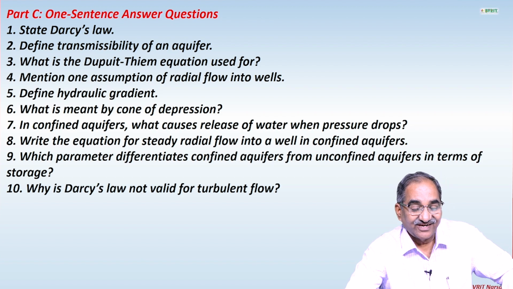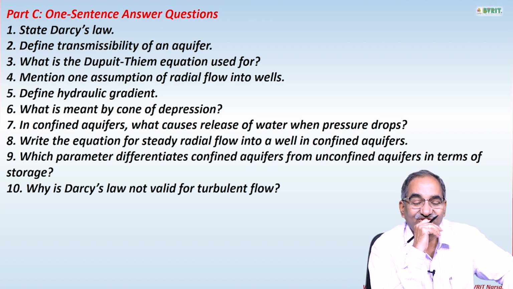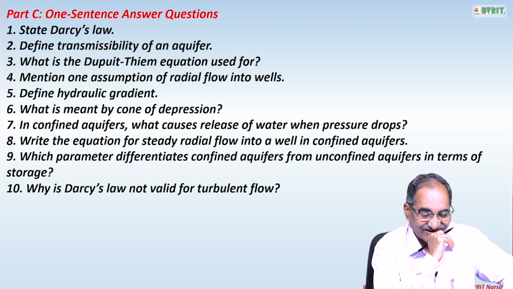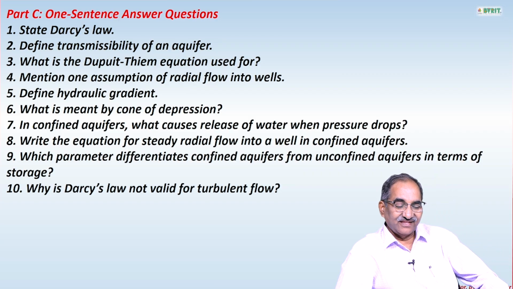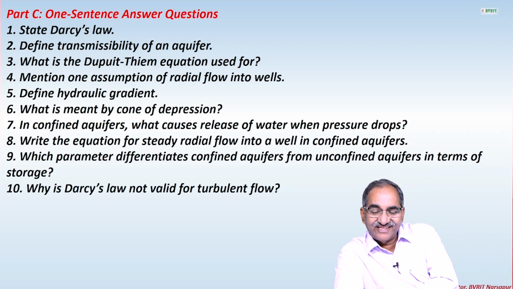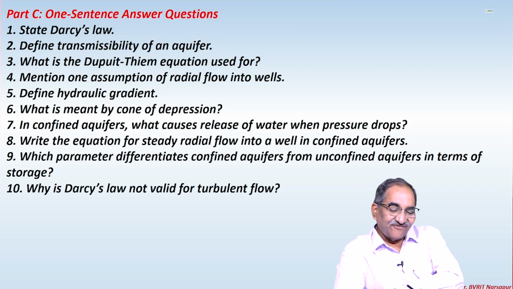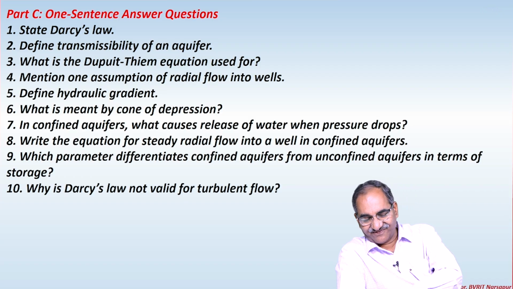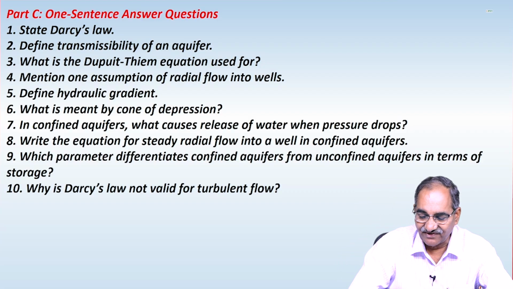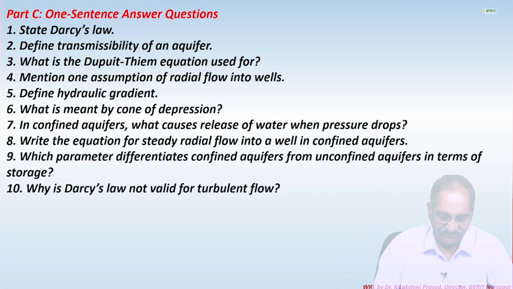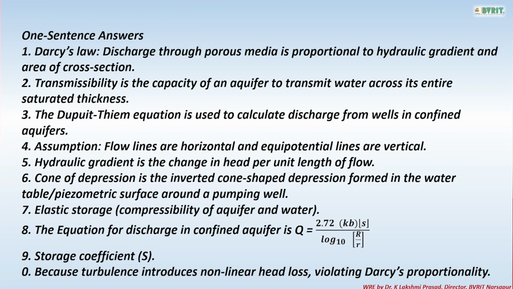State Darcy's law, define transmissibility. What is the Dupuit-Thiem equation used for? Mention one assumption for radial flow. Define hydraulic gradient. What is meant by cone of depression? In confined aquifers, what causes release of water when pressure drops? Write the equation of steady flow into a well in confined aquifers. Which parameter differentiates confined aquifers from unconfined aquifers in terms of storage? Why is Darcy's law not valid for turbulent flow? Anybody?